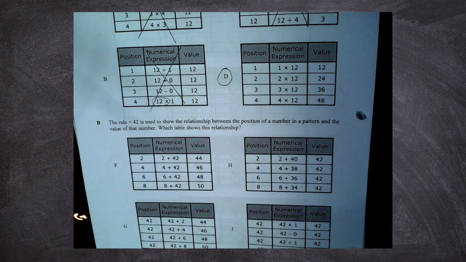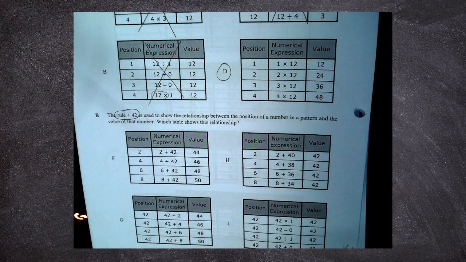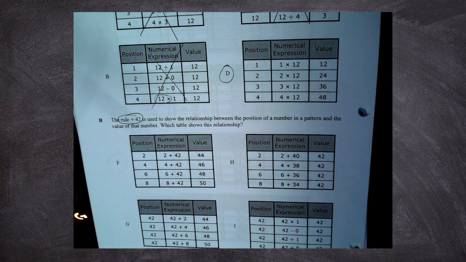Take a look at question B. The rule plus 42 is used to show the relationship between a position of a number in a pattern and the value of that number. Which table shows this relationship? New problem, new rule. Now the rule is not times 12. The rule is plus 42.